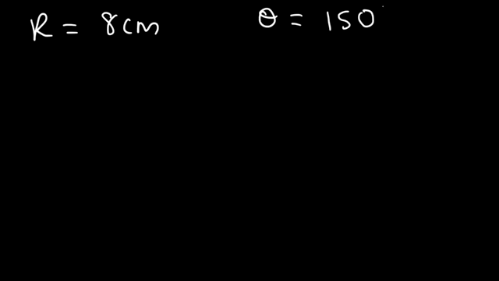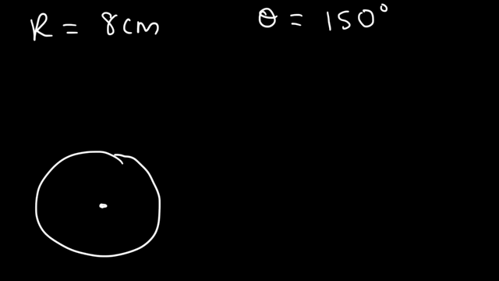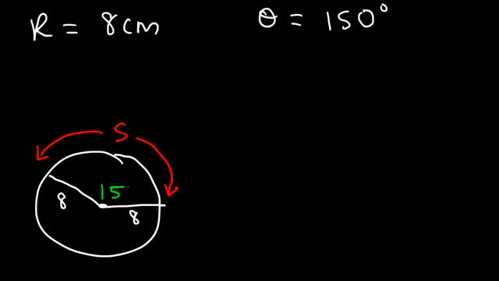Let's try another example. Let's say the radius is 8 centimeters and the angle theta is given to you in degrees. Let's say it's 150 degrees. What is the arc length? So if you want to draw a picture, this angle is about 150 degrees. So this is 8, that's 8. And we're looking for this distance here. And here's the angle. So go ahead and calculate S.